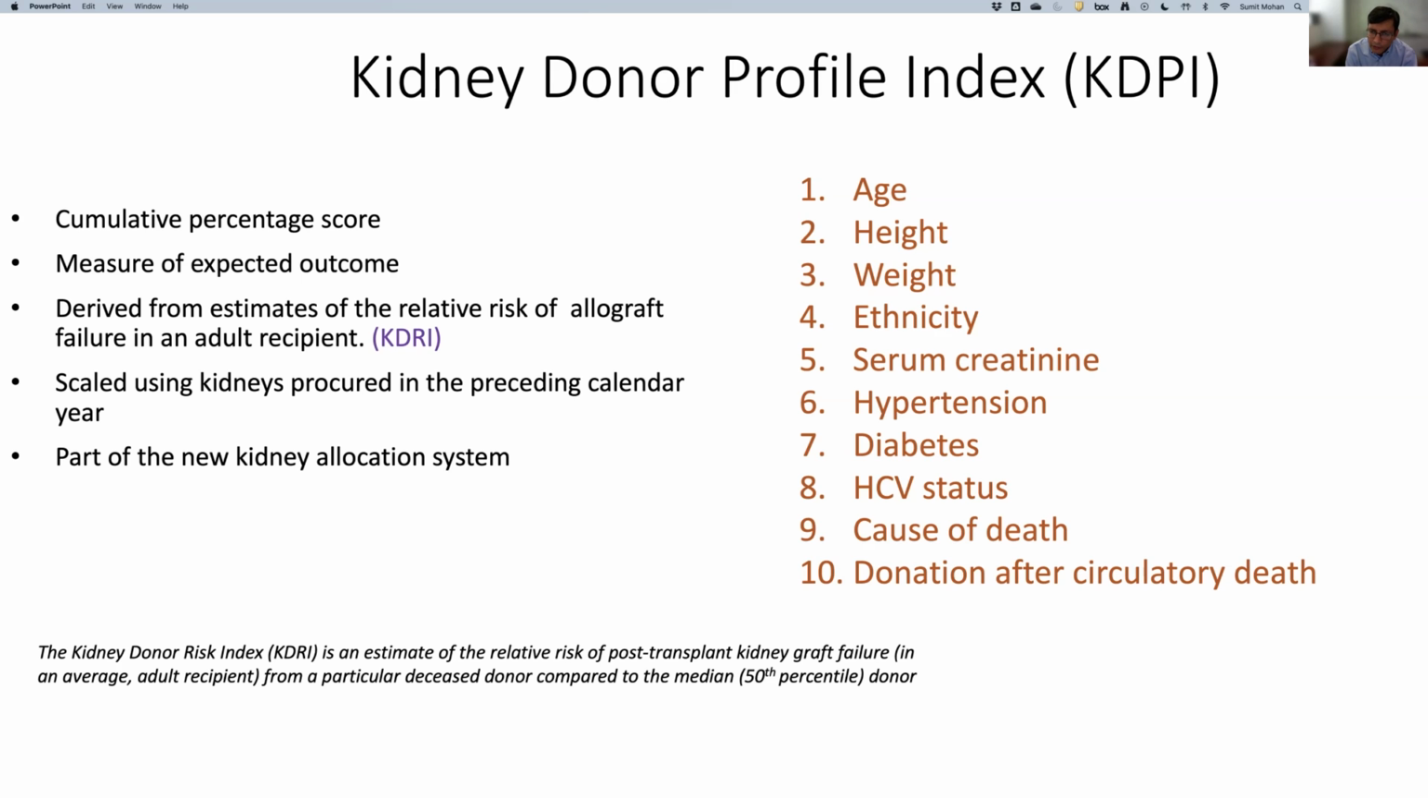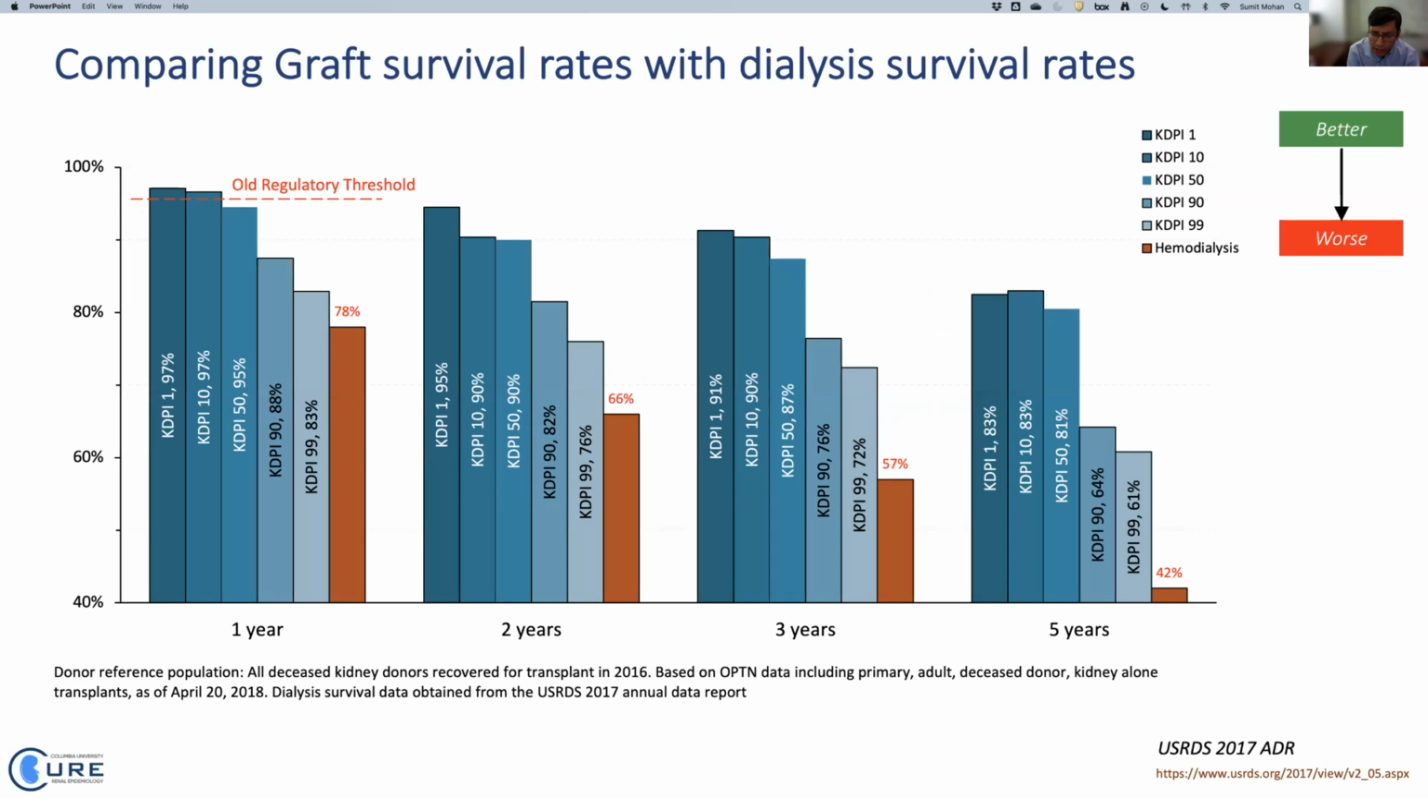And then it's converted into a percentile from 1 to 100, 1 being the best quality kidney, being the highest percentile, 99 being the lowest quality kidneys, compared to the prior year, right? So it's like getting a SAT score and then having that SAT score converted into a percentile. Now, the first KDPI kidney, right, the first percentile kidneys clearly do very, very well, right?